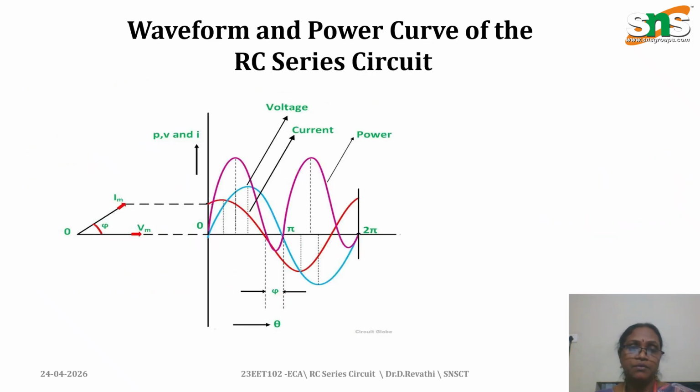And this is the waveform for the RC series circuit. The power formula is the only difference from the RL circuit. The angle between voltage and current is mentioned here: the current will be leading the voltage. The voltage is the blue line, and the current leading the voltage is the red line. Based on this, we calculate the power, which is the purple line.